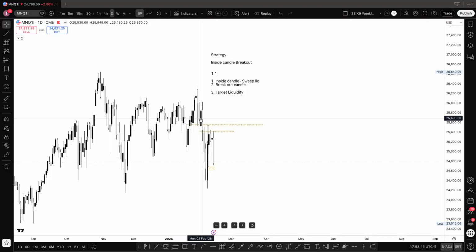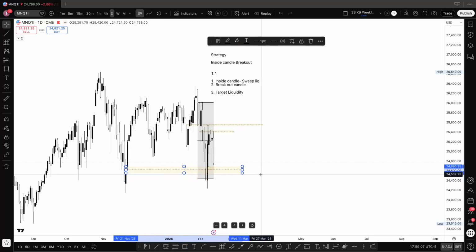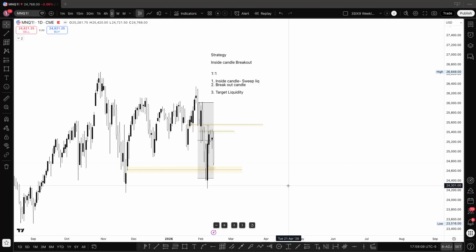Here is another opportunity. This is an inside candle. This is a breakout candle. This is where I would enter. Look at that, target met. The target was easily met, trying to target this volume imbalance that we talked about. Sorry, let me just mark this out again. There it is.